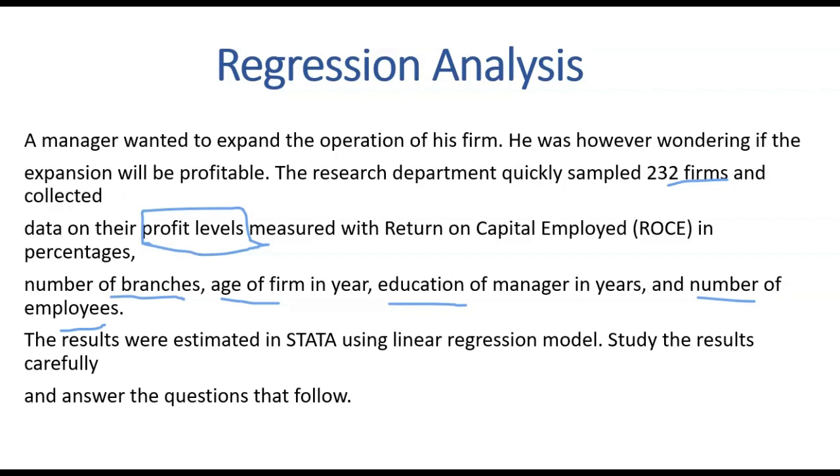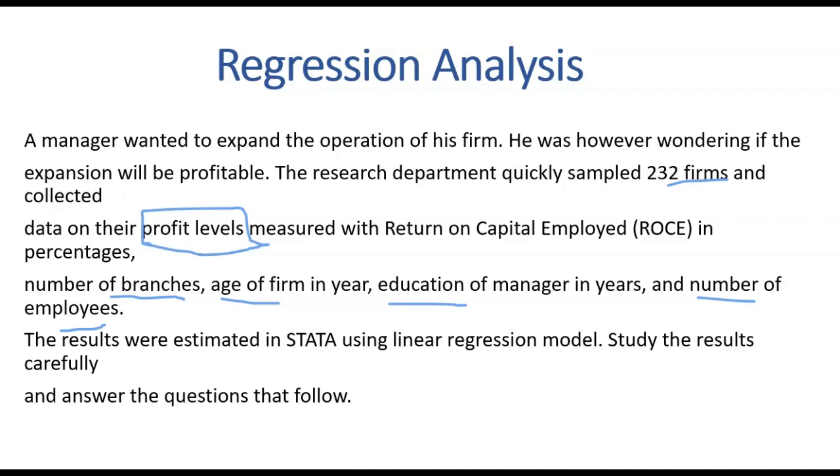So the research was trying to find out if these factors actually have any impact on profit levels. So in this scenario, we can see that the dependent variable is what? Profit level, because the research was conducted to gather information on factors that predict profit levels. So our dependent variable is profit level because it is the reason why the research was conducted.